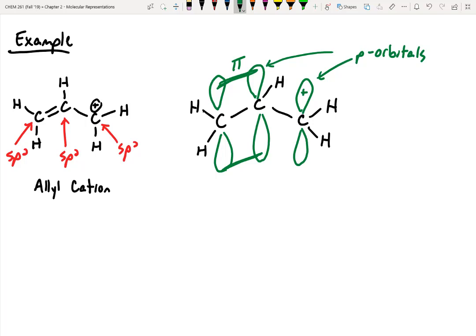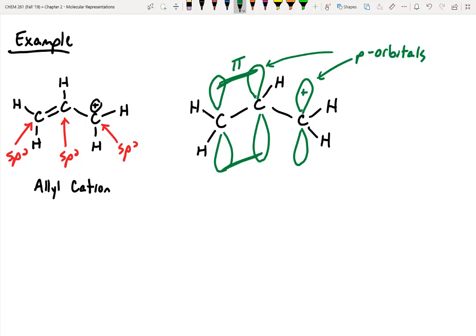All right, we know that charged molecules tend to be a little less happy than neutral molecules, right? Neutral molecules, in general, are going to be more stable than charged molecules. In this case, we do have a charged molecule. We have a positive charge. That's not the greatest thing to have, but what might make it more happy is to share that positive charge across multiple atoms.